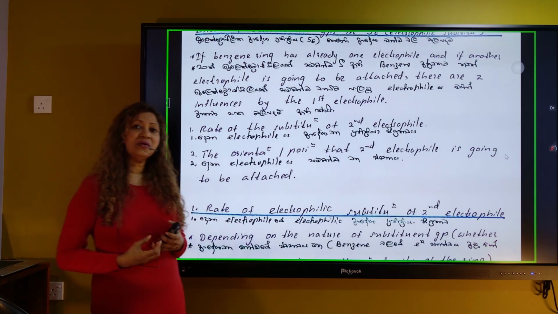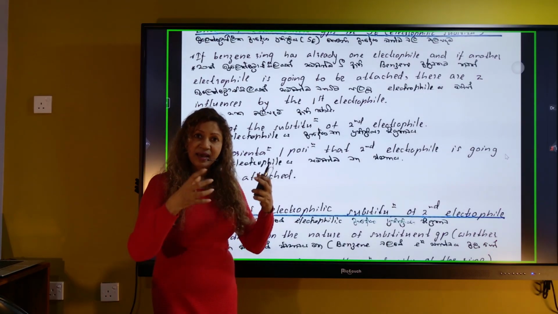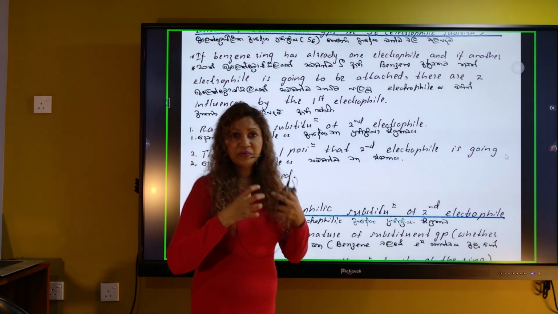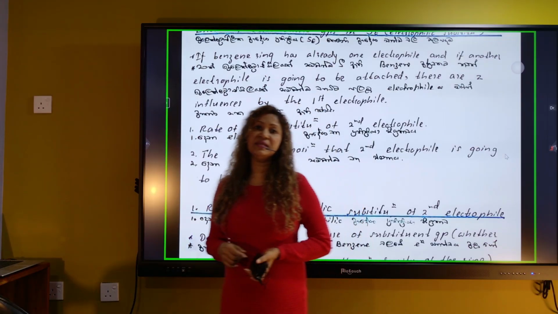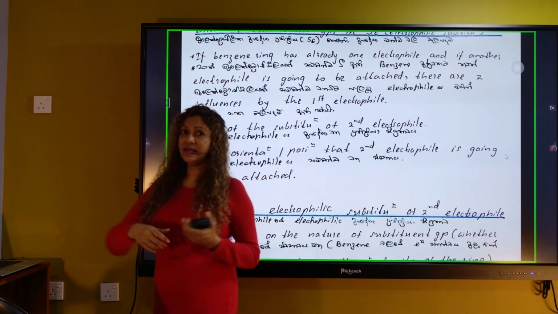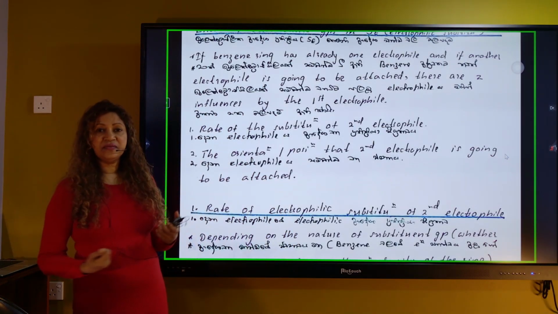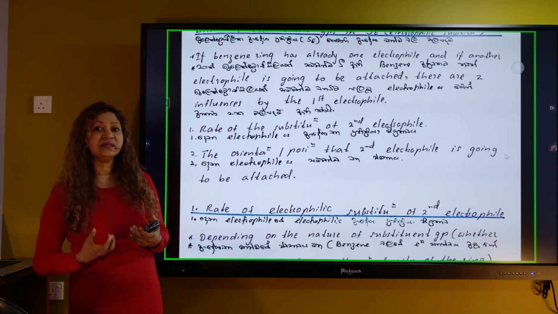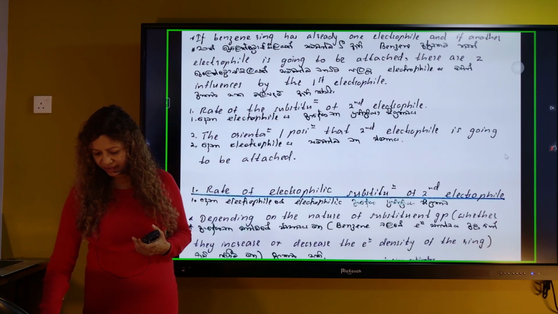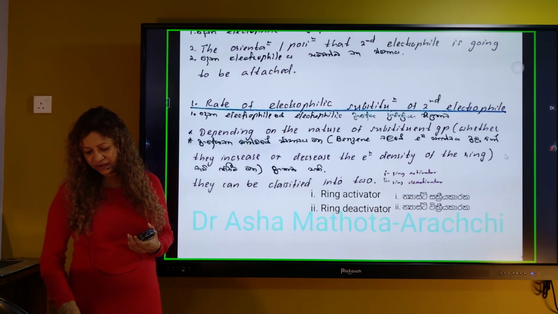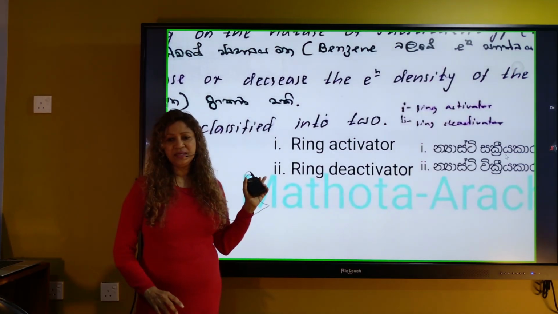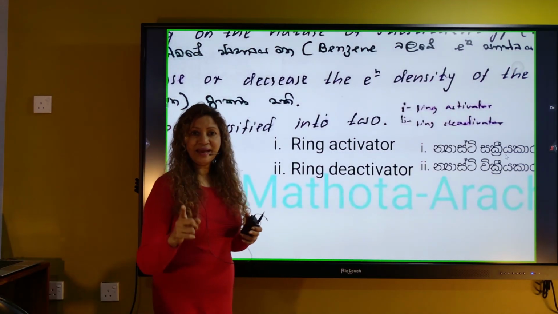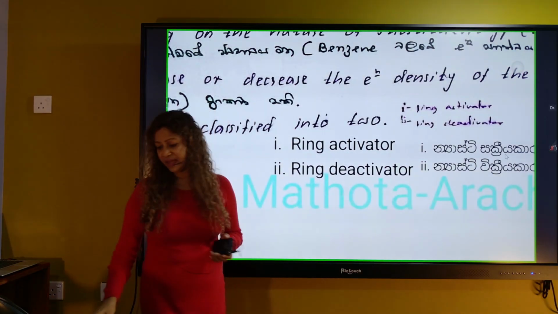So those are called ring activators. Ring activators are the ones which are pushing electrons into the benzene ring. And then the second part is ring deactivators. Ring deactivators are grabbing electrons away from the benzene ring, so it's discouraging for the second electrophile. So we have two different versions, ring activators and ring deactivators.